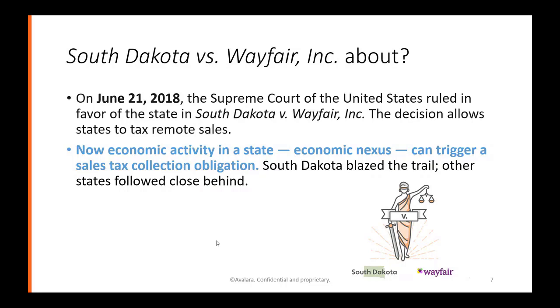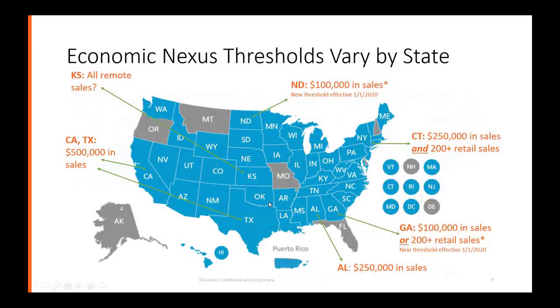So this happened on June 21st, 2018. I have a map printed out from July, basically a few weeks later, of what states were actually enforcing that. And there were 19 states within a month period already enforcing some sort of economic nexus rule. And then if we continue, we look at this, it varies by state.